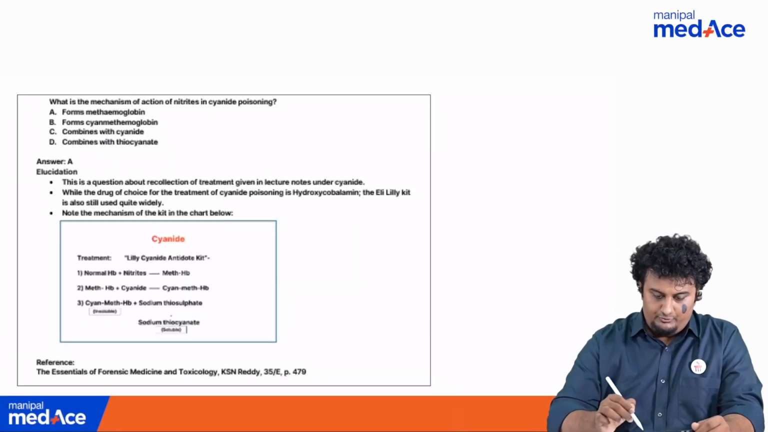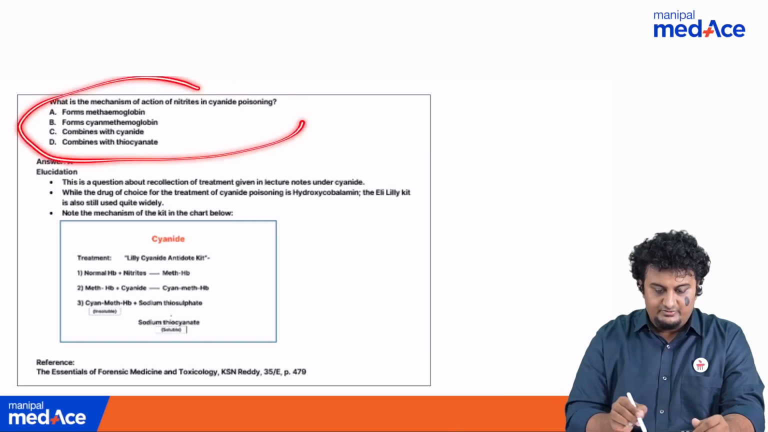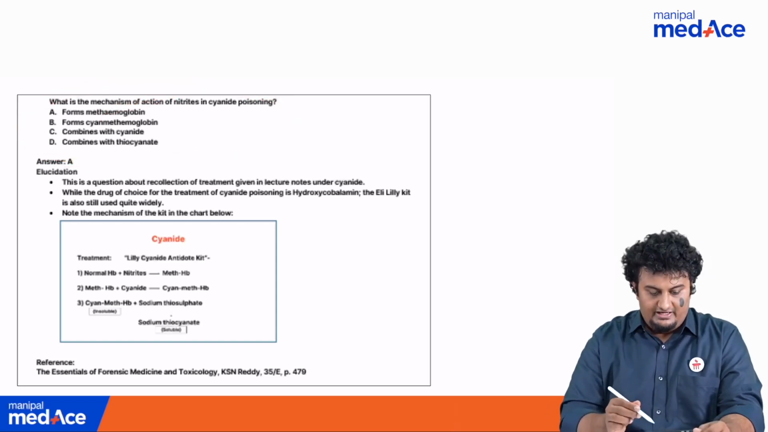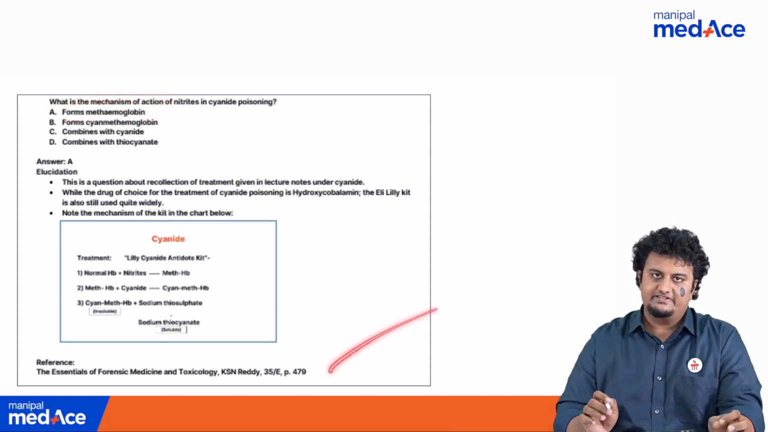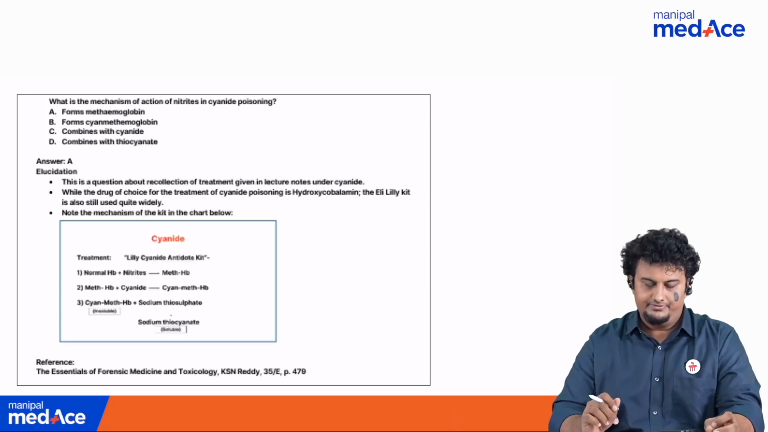Now I hope you're able to read it, but over here it says what is the mechanism of nitrites in cyanide poisoning, and over here you can see that it forms methemoglobin, and we're going from top to bottom, even with the references it's given as to why it is important.